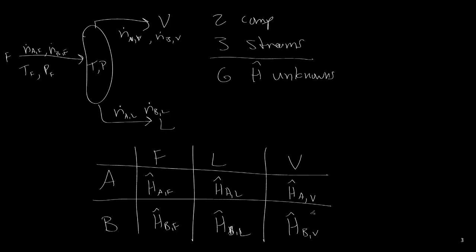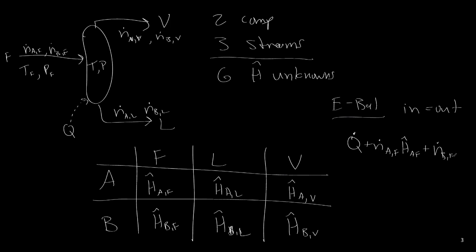Because if we were to write the energy balance out, so we'll write out the E balance. Again, this is in equals out because this is a continuous and steady process. Entering the system is going to be Q. We need to know how much energy is going to have to be put into the system to perform this flash separation. Entering the system, we have our flow rate of A in the feed times its specific enthalpy, plus the flow rate of B in the feed times its specific enthalpy.